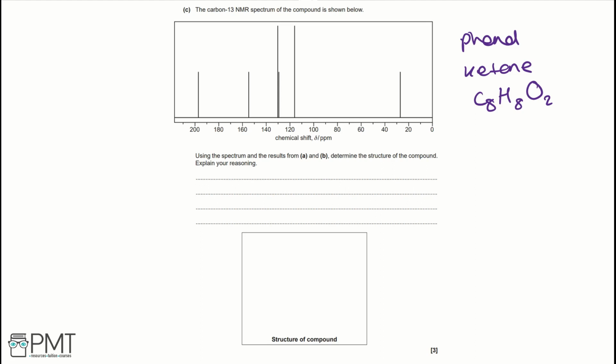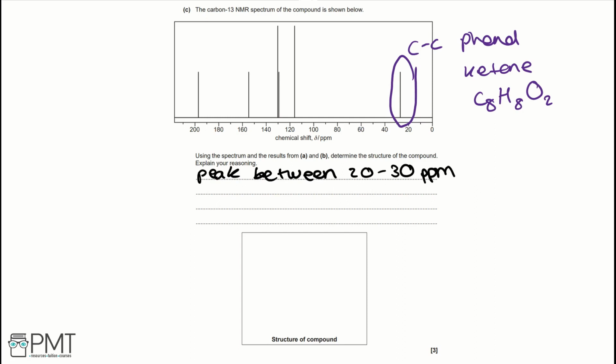Part C. The carbon-13 NMR spectrum of the compound is shown below. Using the spectrum and the results from A and B, determine the structure of the compound and explain your reasoning. If we start on the right of the spectrum, if we compare the values to the data sheet, that's a carbon-carbon bond peak. So in our reasoning, we write between, because for spectra we say a range, you won't have exact values, between 20 and 30 ppm is a carbon-carbon peak.